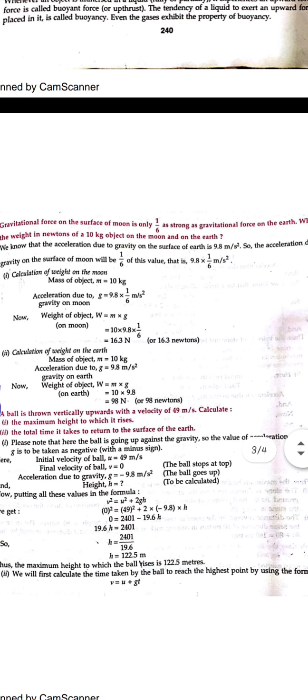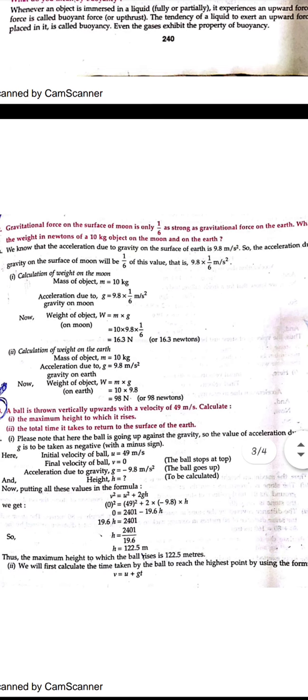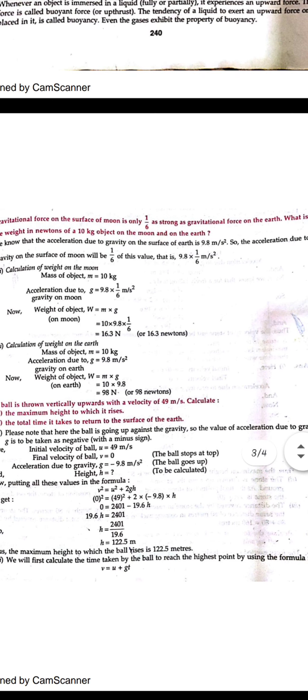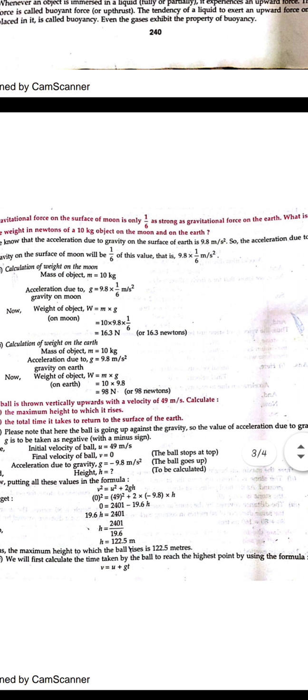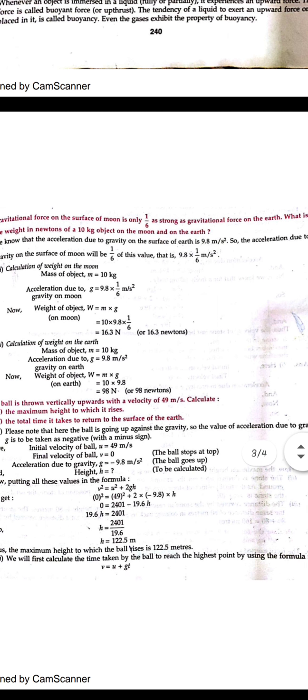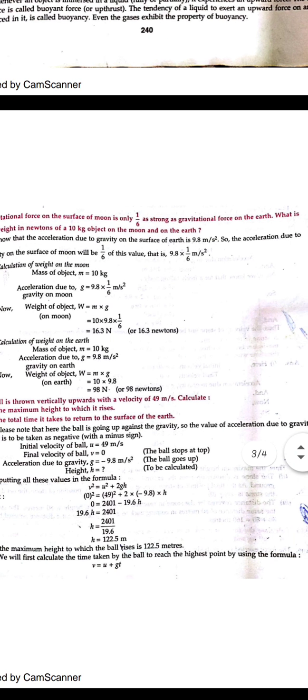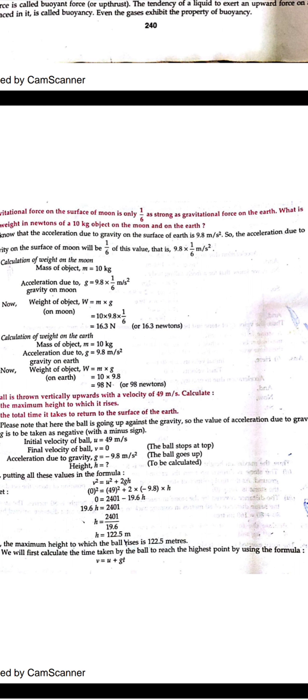Okay, so let's see other numericals here. The question: the gravitational force on the surface of the moon is only 1/6 as strong as the gravitational force on the earth. We have already discussed that the gravity on the moon is 1/6 times that of the earth. What is the weight in newtons of a 10 kg object on the moon and on the earth? We are taking an object of 10 kg mass, kept on the moon as well as on the earth.